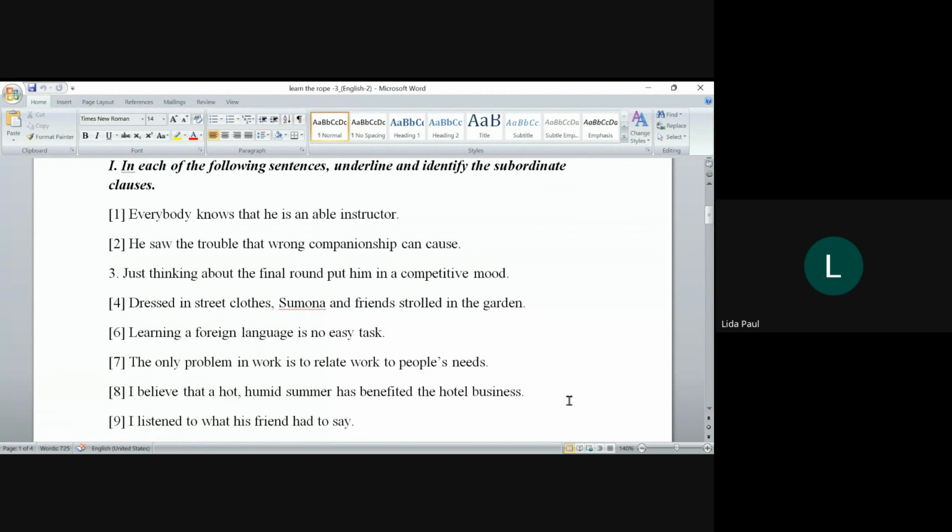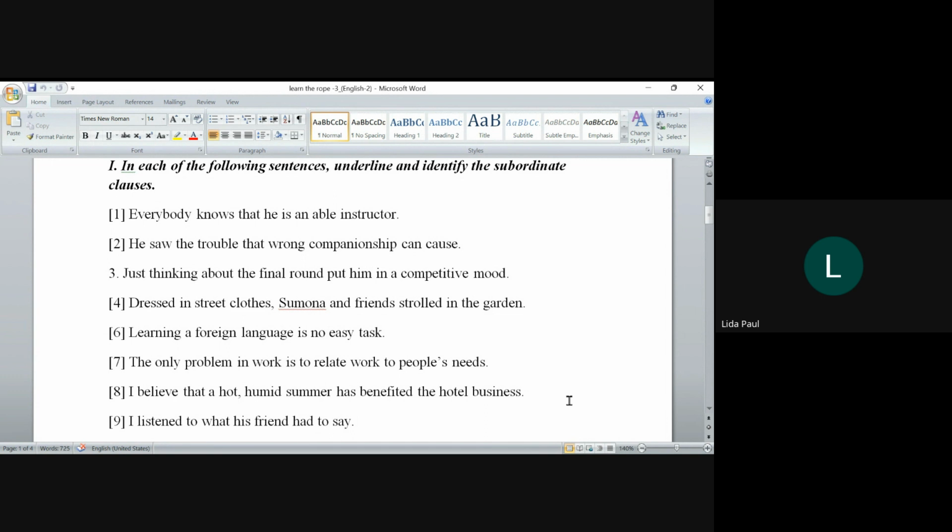Okay. Second sentence. He saw the trouble that wrong companionship can cause. What is your subordinate clause? That wrong companionship can cause, right? Because the rest of the sentence, look at them, they're okay. They can stand on their own. But what cannot do that is that wrong companionship can cause, right?